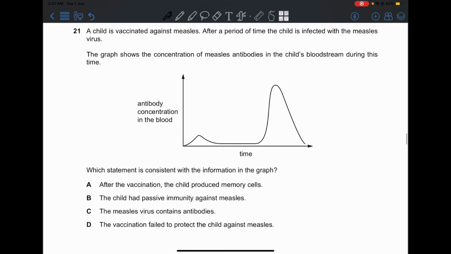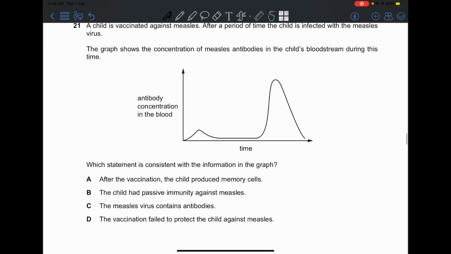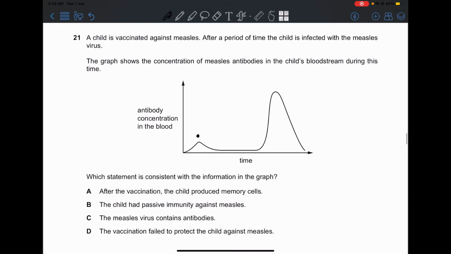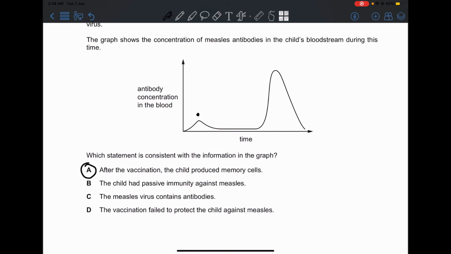So let's see the options. After the vaccination, the child produced memory cells. Now this is correct because, as we can see over here, as the time increased, he probably got vaccinated at this point or something. So we still don't know when he was vaccinated, but we know that there was a very high increase in the antibody concentration in the blood. So we know that there are some sort of memory cells over here that did something for this child. So our answer will be A.